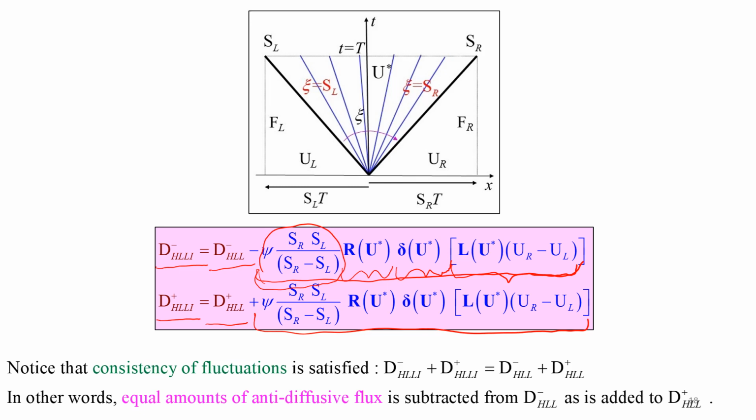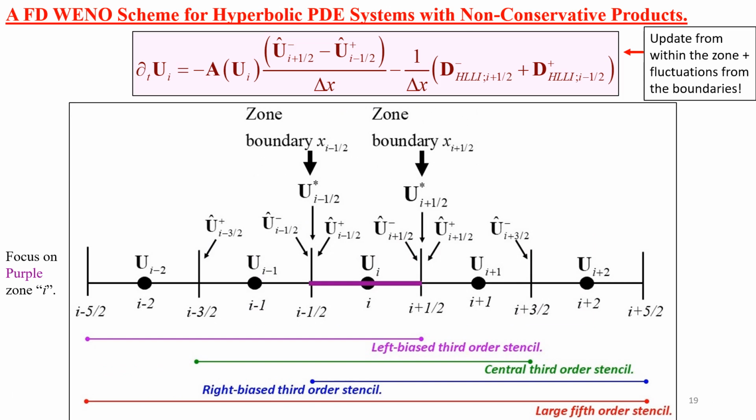Okay, so we put in equal amounts of anti-diffusive flux subtracted from one guy and added to the other guy, which actually allows us to reduce the diffusion in our fluctuations, and that allows us to make progress. So with that, we're now ready to actually specify the scheme. So notice that A minus is evaluated at zone UI, and we go ahead and carry out a higher order reconstruction of the solution vector itself.